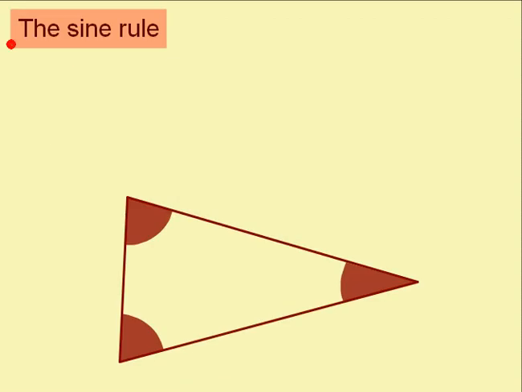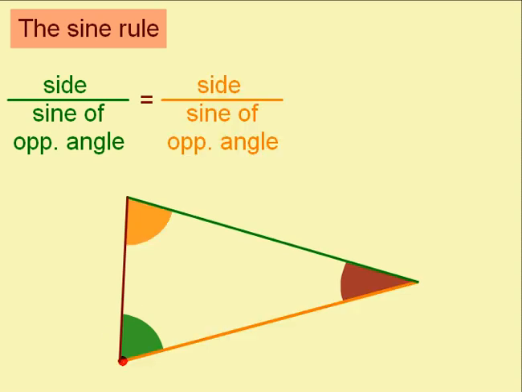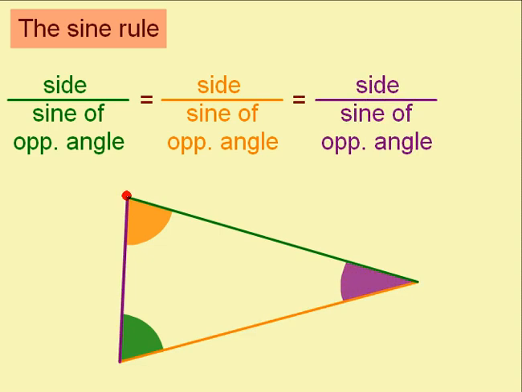To be able to use the sine rule, we're going to need a formula. Let me show you how we get that formula. We start with any side divided by the sine of the opposite angle. And that will be equal to any other side divided by the sine of the opposite angle for that side. And that will also be equal to the third side divided by the sine of the opposite angle for that side. I told you this was all about opposites, didn't I?